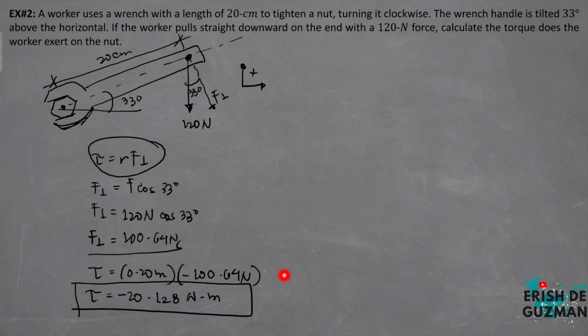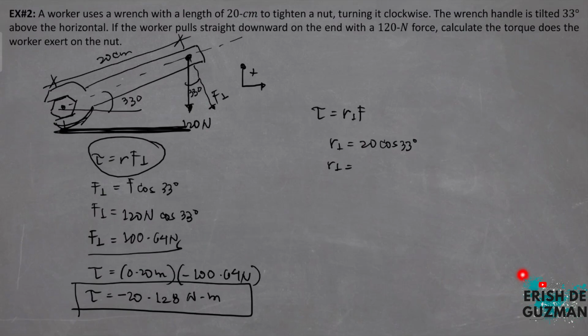Now, if we use the alternative way to calculate the torque, we will use the downward force itself. However, the radius we use is this part. The radius will adjust, and that is the only thing we need to calculate. Torque is equal to the radius perpendicular to the force of 120 Newton. Again, we just use the 20 centimeters to calculate the radius perpendicular: 20 centimeters cosine 33 degrees.